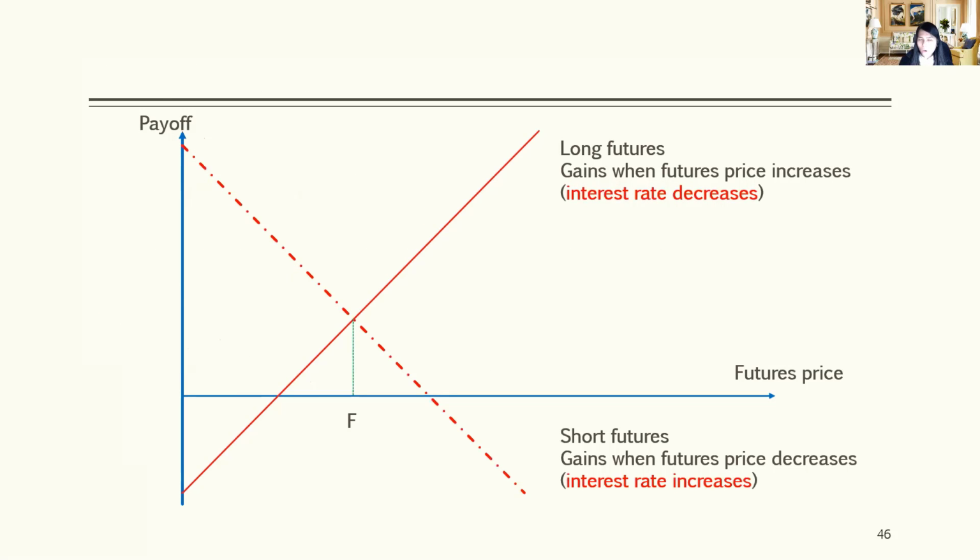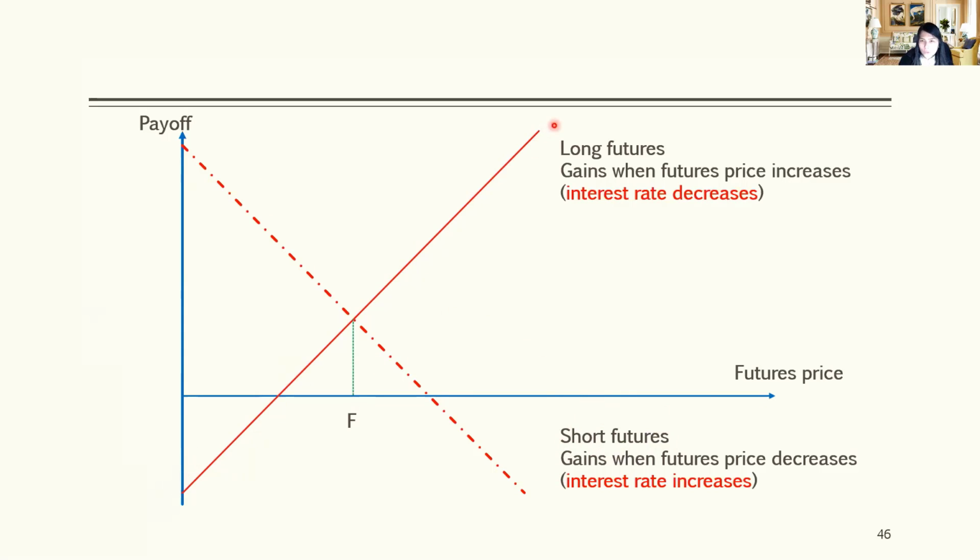So if we look at the payoff for interest rate futures, this is what we're looking at. It's very similar to what we saw before with the FRA. On the vertical axis I've got my payoff, and on the horizontal axis I've got my futures price, from 0 to 100. On this graph, this is the futures price in the contract. The upward sloping line is the long futures, and the downward sloping line is the short futures.